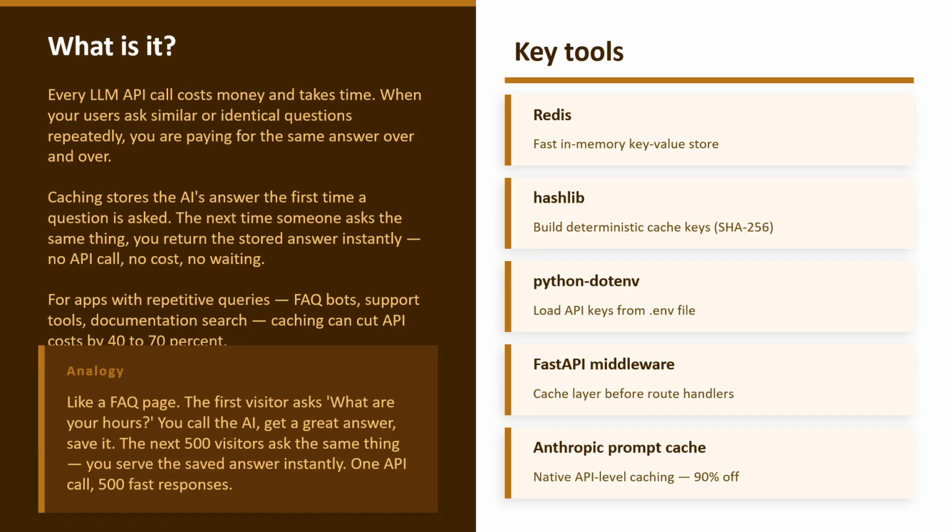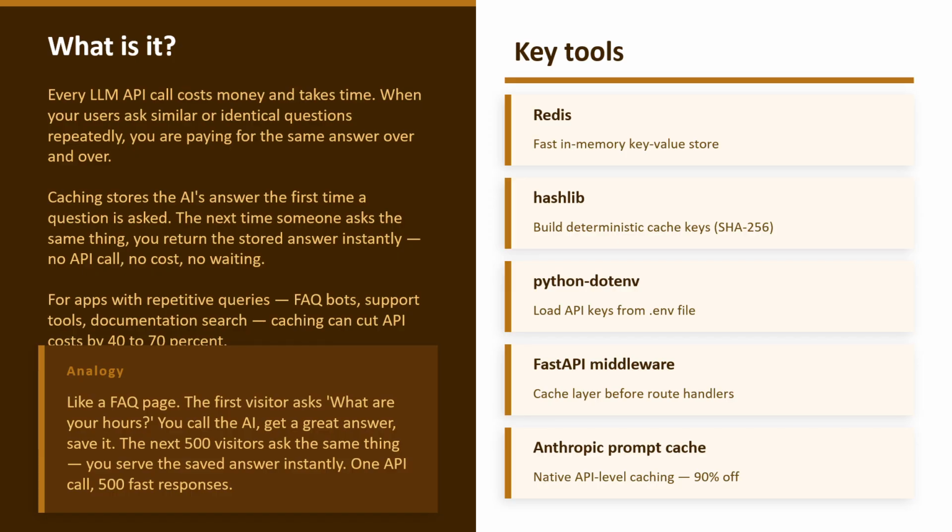Think of it like a FAQ page on a website. The first visitor asks what your opening hours are. You call the AI, get a clear and accurate answer, and save it. The next 500 visitors ask the exact same question. Instead of making 500 API calls, you serve the saved answer 500 times instantly. One API call served 500 people.